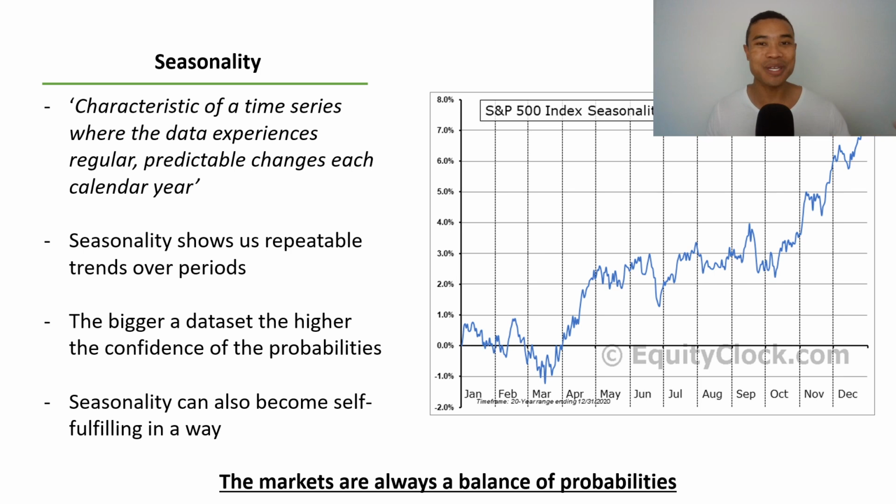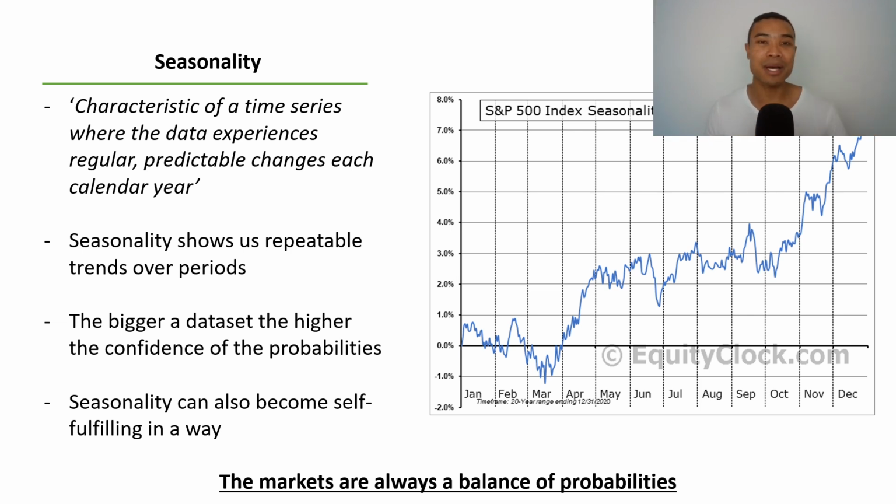Now, of course, as we talk about a lot, the markets are always a balance of probabilities. There is no sure bet on the markets. Everything is just that balance of probabilities, but the larger a data set, the more data inputs we're able to use to form our decisions, the higher the confidence we can have of said probabilities. What's interesting as well is that additional layer when seasonality and market dynamics pair with market sentiment too. And seasonality can also become self-fulfilling in that same way.